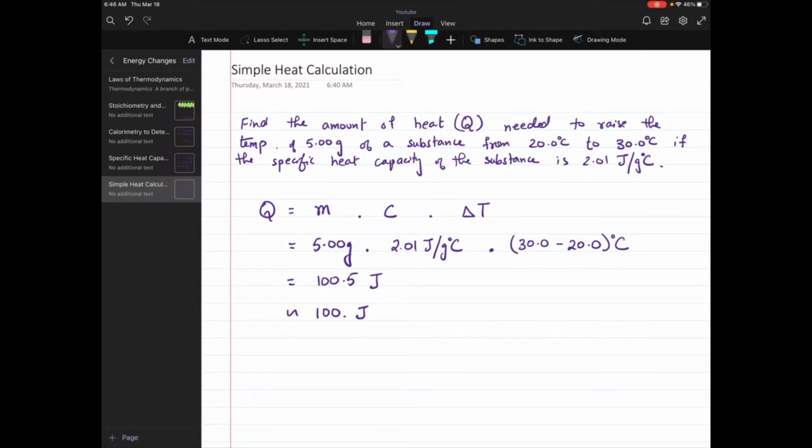So the final answer here is 100. joules of energy, or you can write it differently as 1.00 times 10 to the power 2 joules as well, because that also indicates a magnitude of the value of 100 and 3 significant figures.